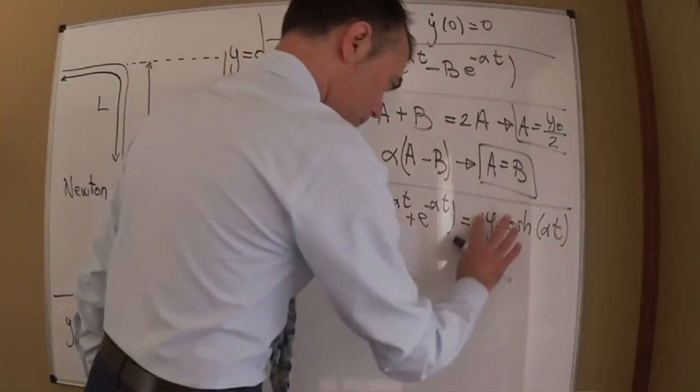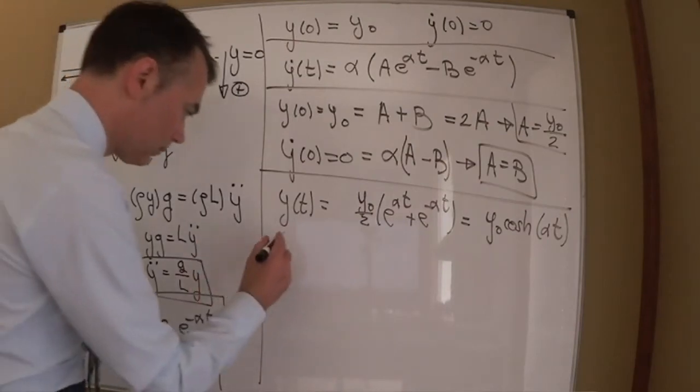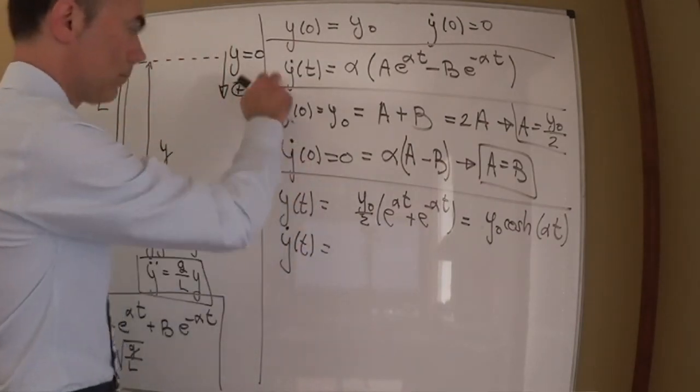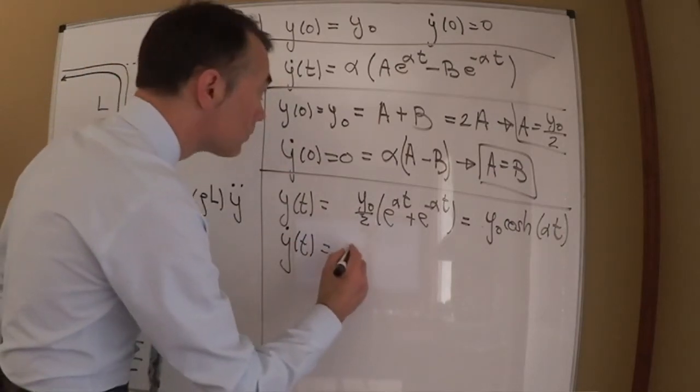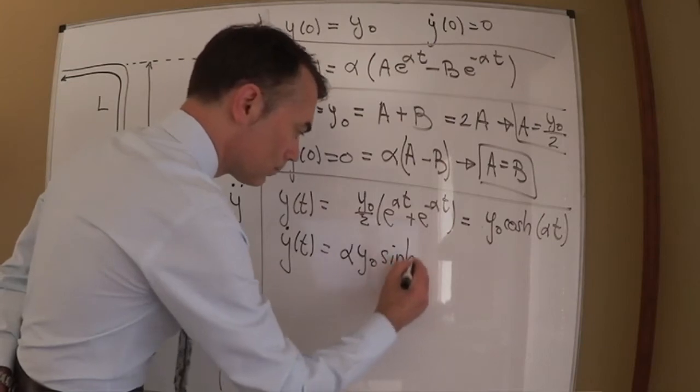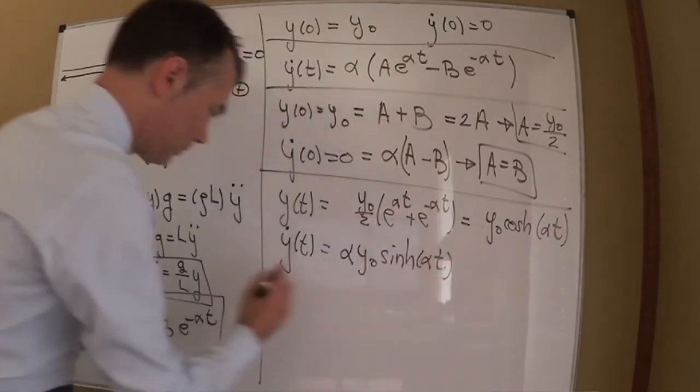This is the equation of motion of the tip of the rope, or the length of the rope hanging, from where we derive and get the velocity. y dot of t is equal to alpha y naught hyperbolic sine of alpha t.